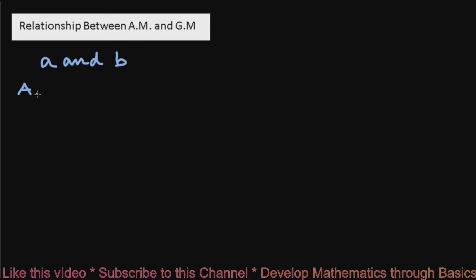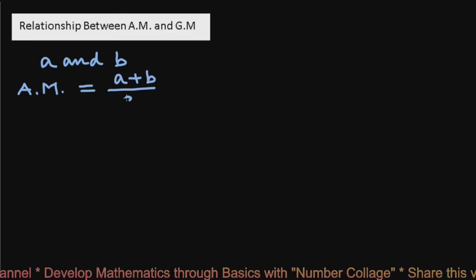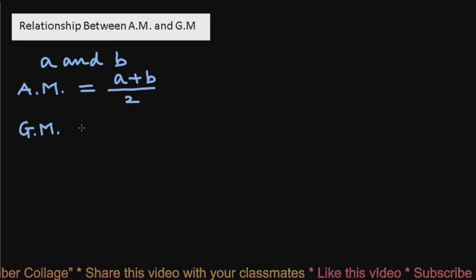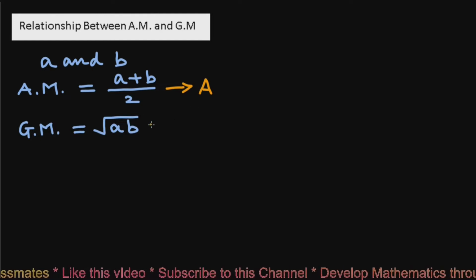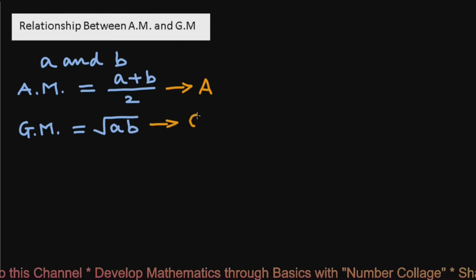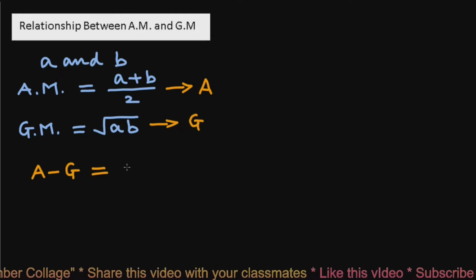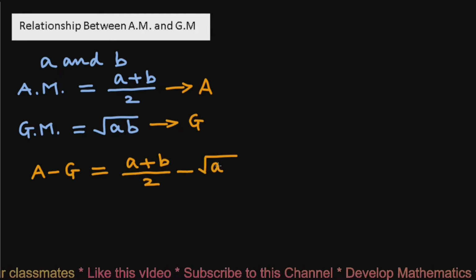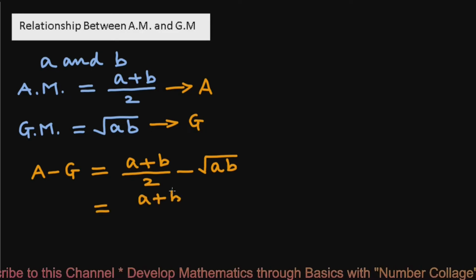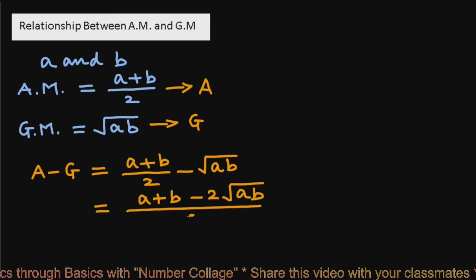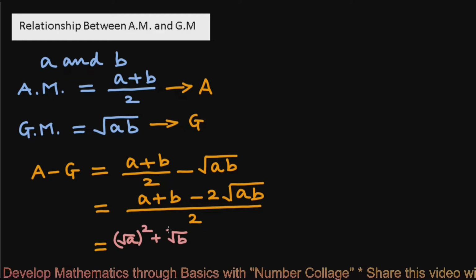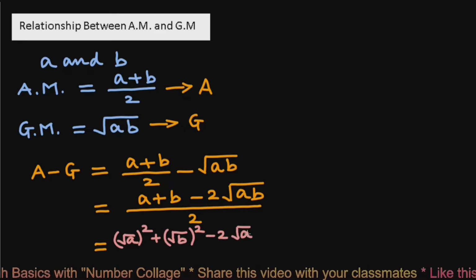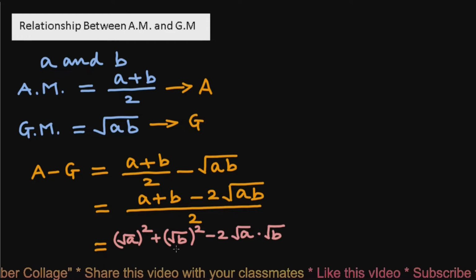For two positive numbers A and B, their arithmetic mean AM is (A plus B) upon 2 and their geometric mean GM is square root AB, denoting arithmetic mean as A and geometric mean as G. Let us find A minus G, that will be (A plus B) by 2 minus square root AB. This will be (A plus B minus 2 square root AB) upon 2. This we write as (square root of A) whole square plus (square root of B) whole square minus 2 square root of A into square root of B, upon 2.